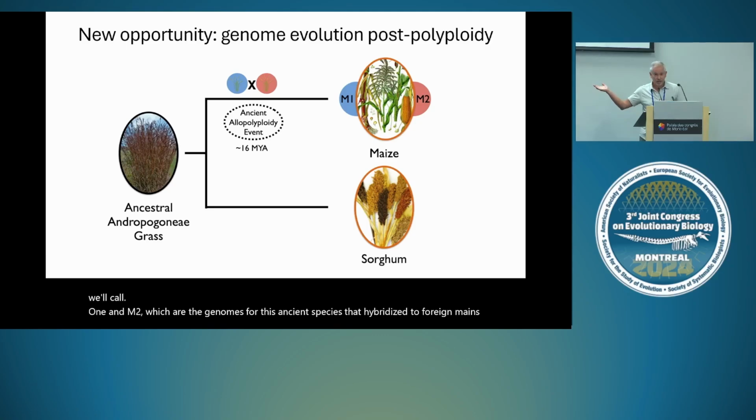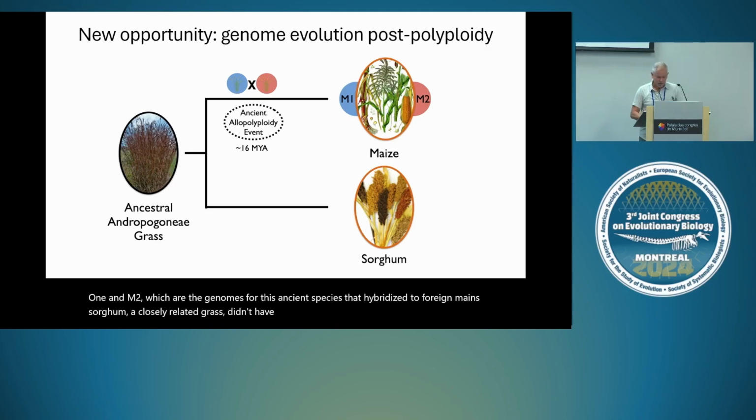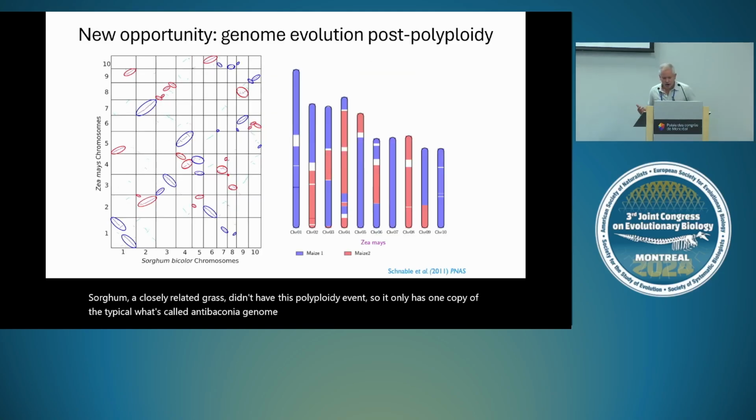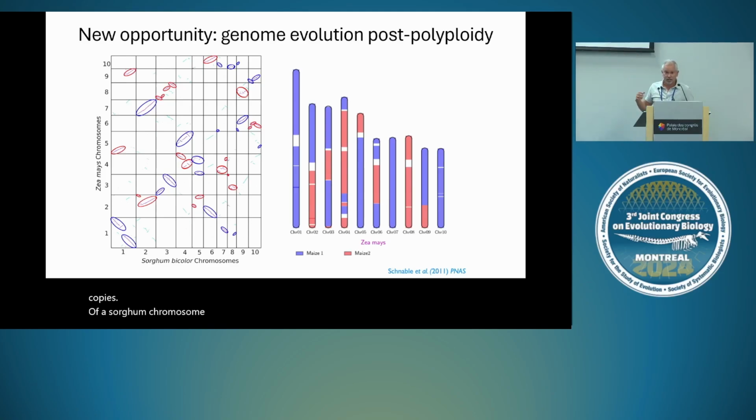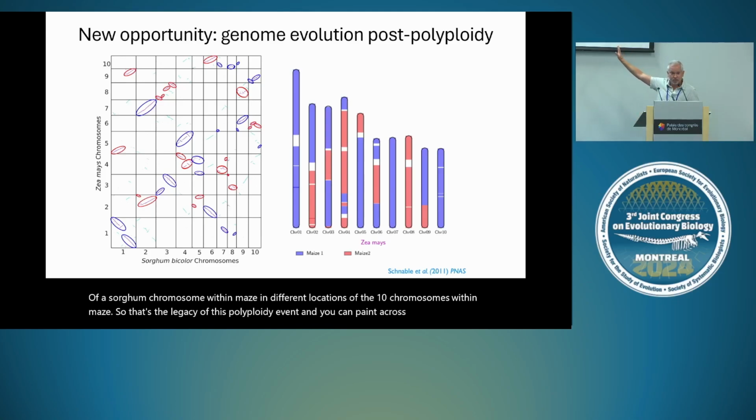Sorghum, a closely related grass, didn't have this polyploidy event. So it only has 1 copy of the typical, what's called Andropogoneae genome. So if we look across comparisons between the sorghum genome and the maize genome, if you go up in this first column of this plot, you can see for all the 10 chromosomes of sorghum, if we focus on chromosome 1, you'll get 2 copies of a sorghum chromosome within maize in different locations of the 10 chromosomes within maize. So that's the legacy of this polyploidy event. And you can paint across the 10 chromosomes of maize those 2 ancestors, maize 1 and maize 2, across the genome.